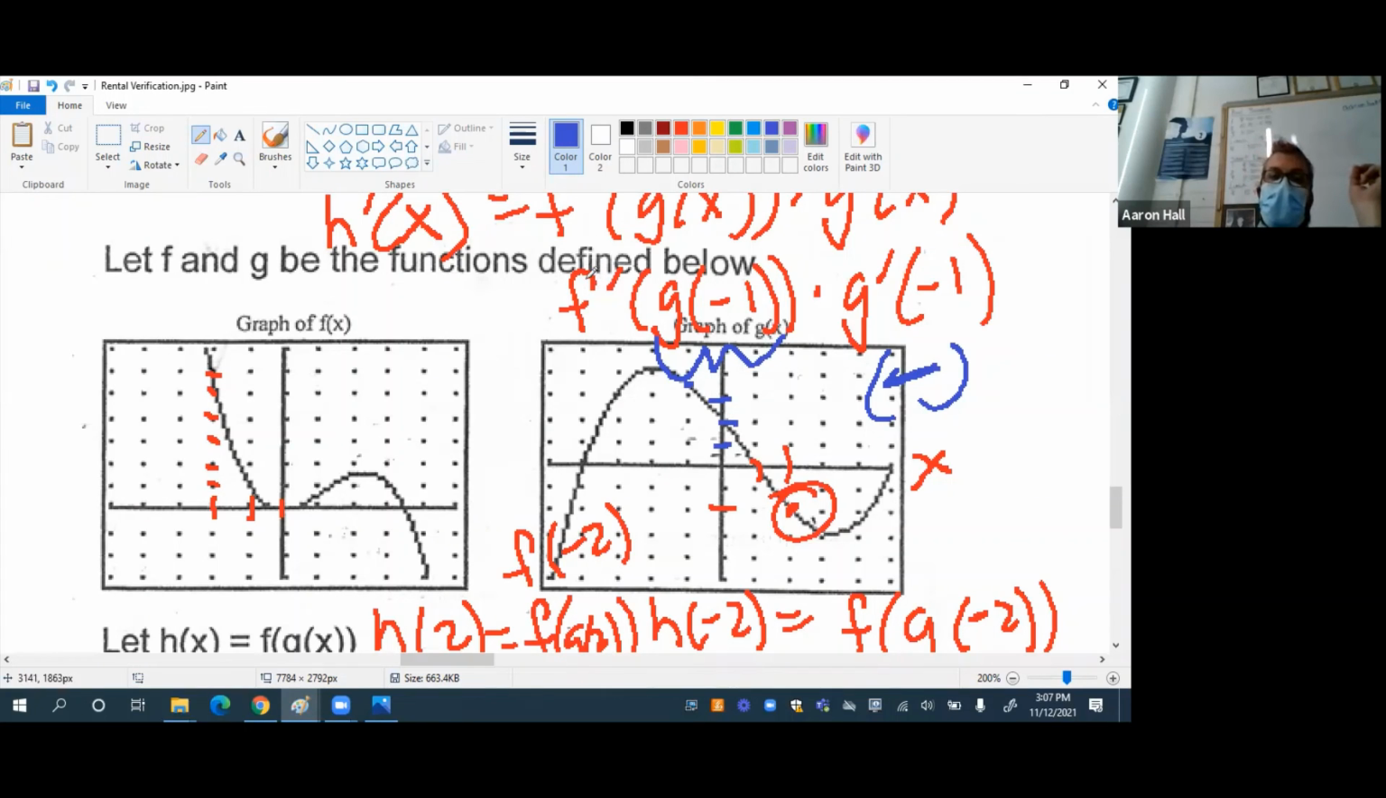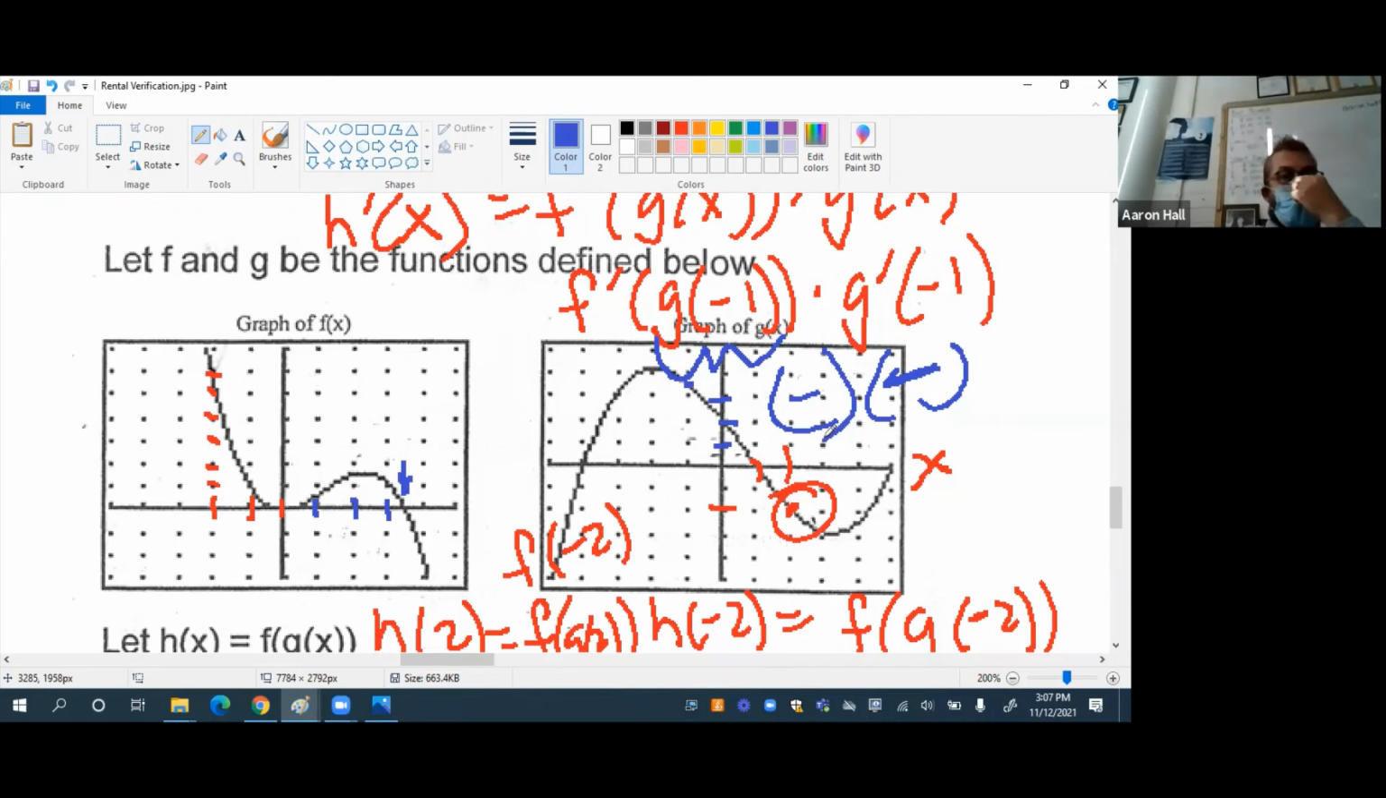So now I want to find f prime of 3.5. F prime of 3.5, which is what? A slope. So I'm going to go over to 3.5, 1, 2, 3, and a little bit more, and a half somewhere here. What's the slope? It's negative. What is a negative times a negative?